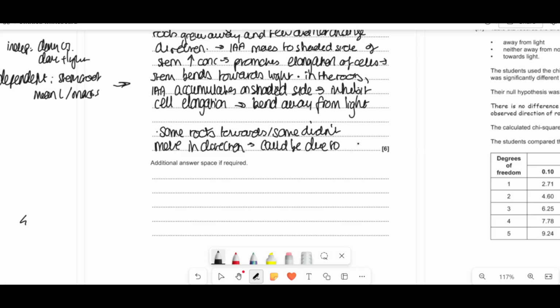Could be due to non-natural light or experimental setup. As well as that, you could talk about the fact there's no soil and things like that, right? And the conditions aren't there. Or even some of the other things it says in the mark scheme: stems are heavier than roots, so tips, and also shading of stems. But I think that's probably the biggest one.